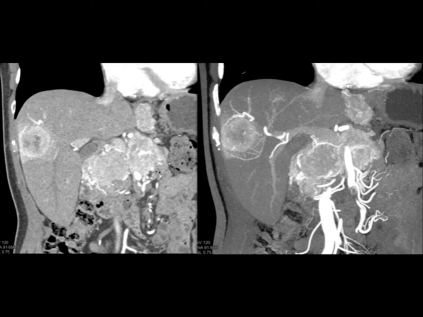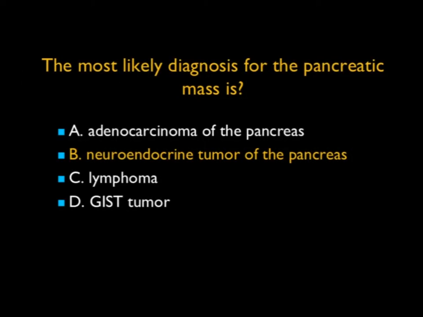You can have GIST of the duodenum, which can simulate pancreatic masses, but only small GISTs are vascular, and metastases from GIST are typically not vascular. This is a classic neuroendocrine tumor of the pancreas. Both the primary and the metastasis are very vascular. Just a beautiful example on the arterial phase imaging.